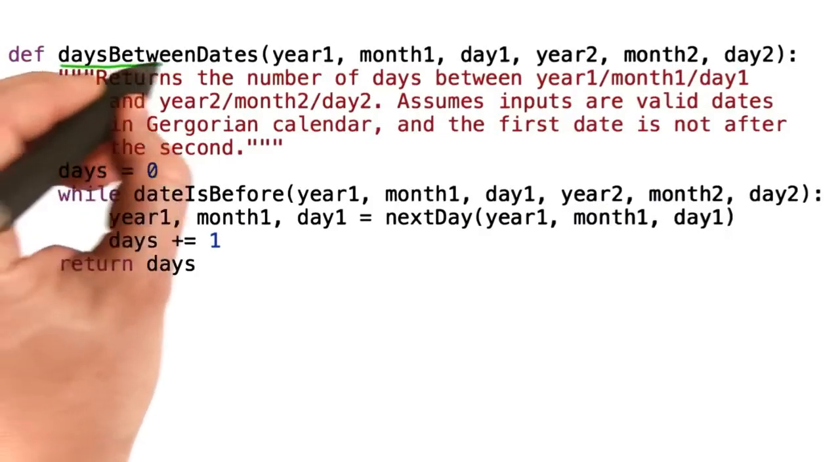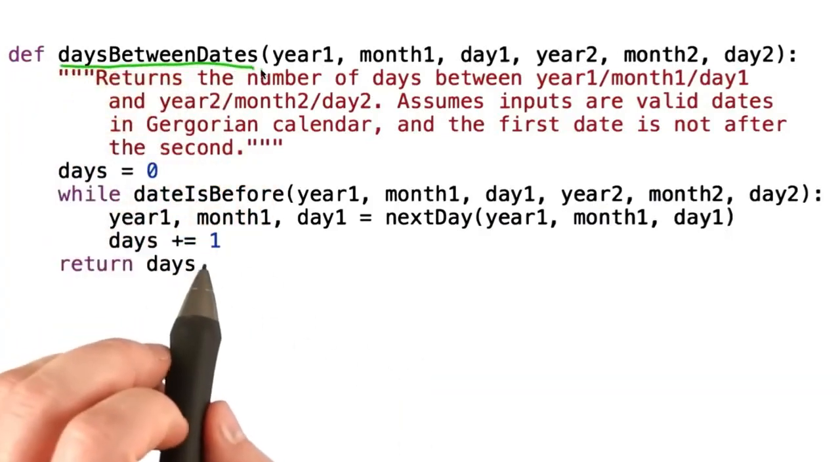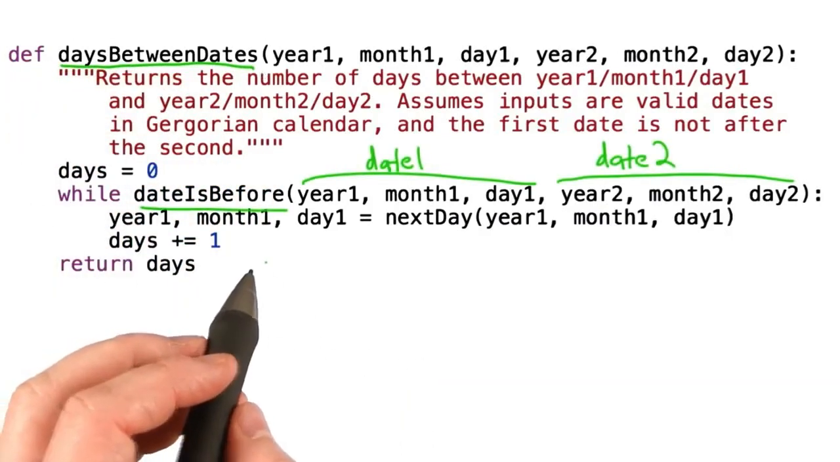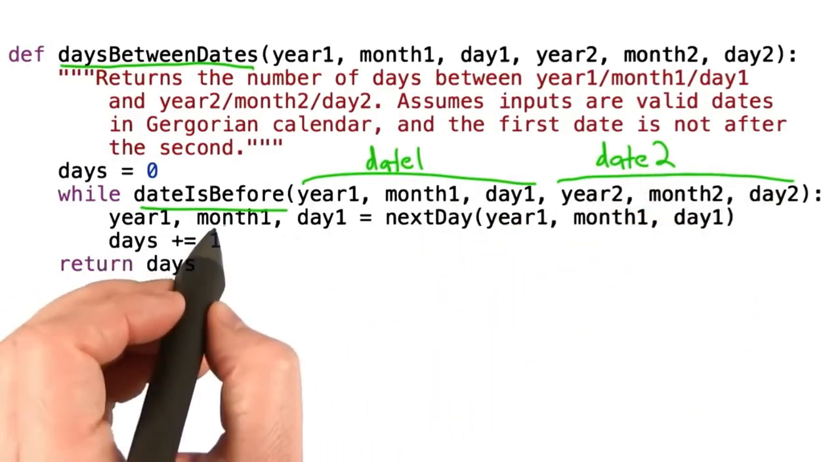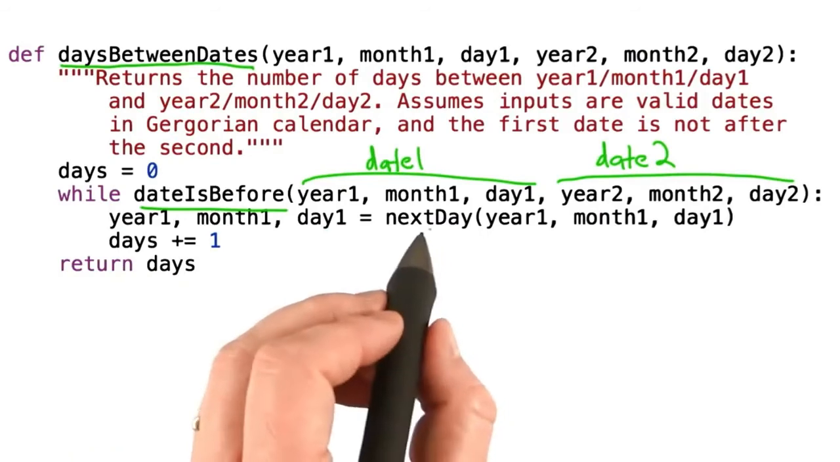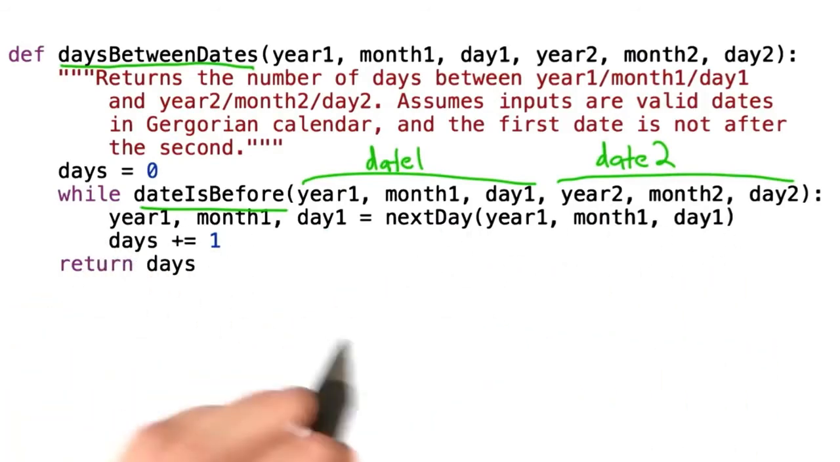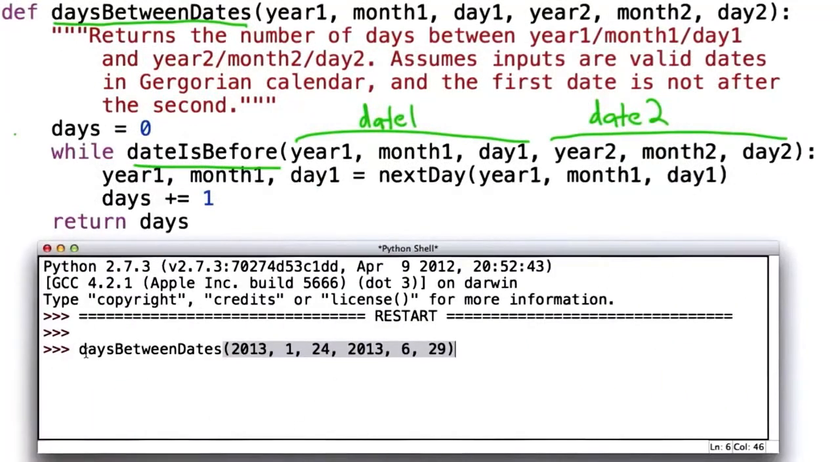Now that we've got the helper procedure, defining days between dates is pretty simple. We have our while loop condition, checking if date 1 is before date 2, and then we update the year 1, month 1, and day 1 values with the next day, and we add 1 to the number of days. So let's try a few examples, and this was the one we worked out by hand earlier. We get 155. That's not exactly correct, but that's pretty close. We got 156 when we tried this by hand.